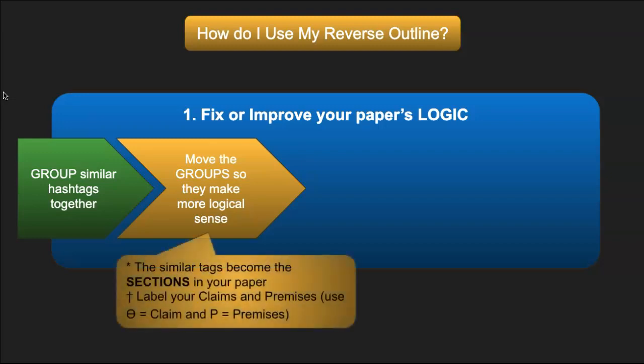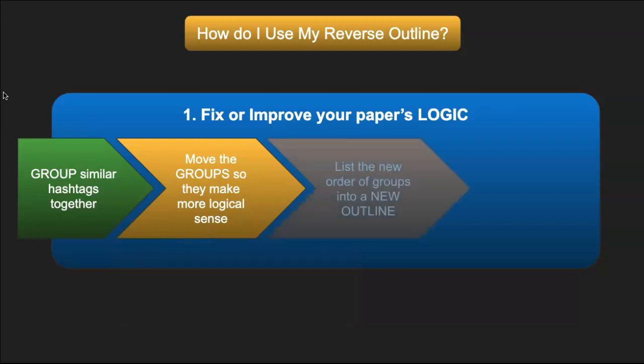Similar tags become sections in your paper, so you may end up having groups of paragraphs, and those are like how your paper flows. And you can decide which group comes first or second in order for your paper to make more sense. And it's easier to do if you just have it on one sheet of paper, right in front of you, without having to scroll through a bunch of things or have 10 different sheets.